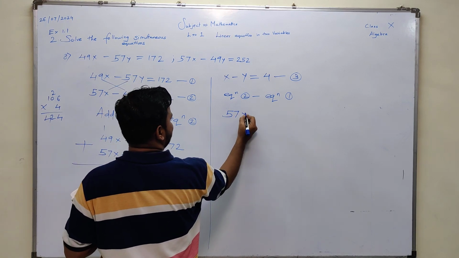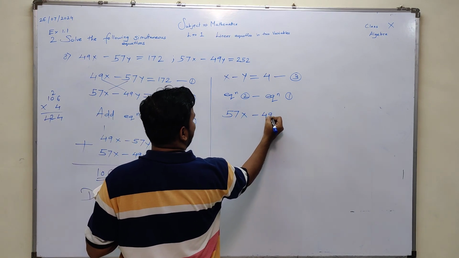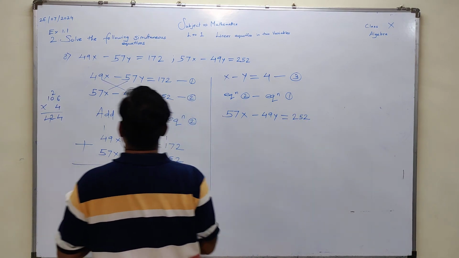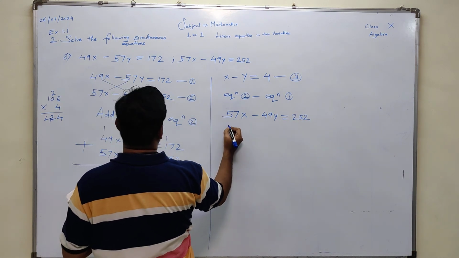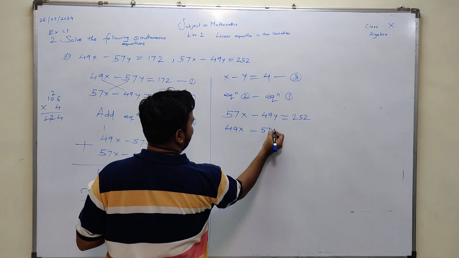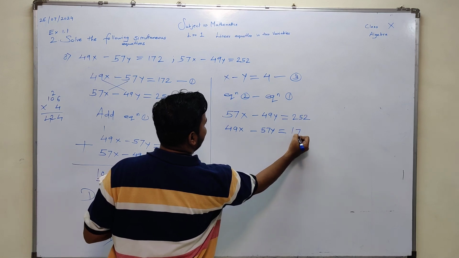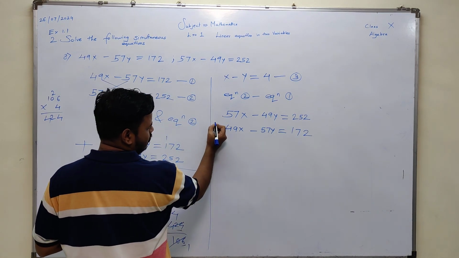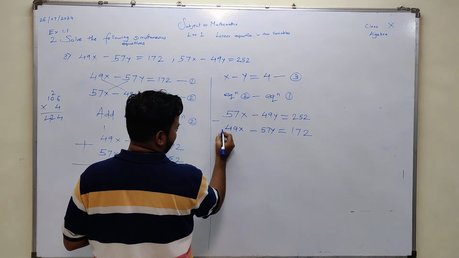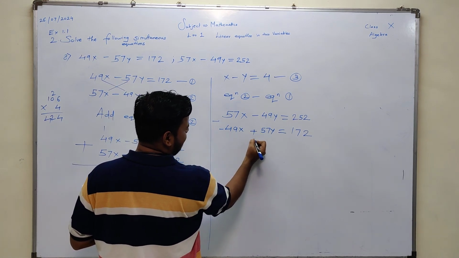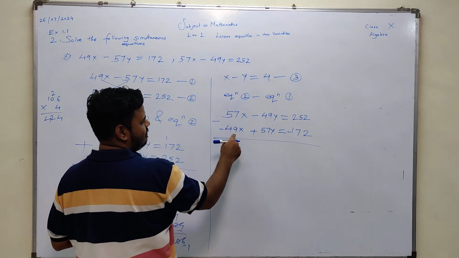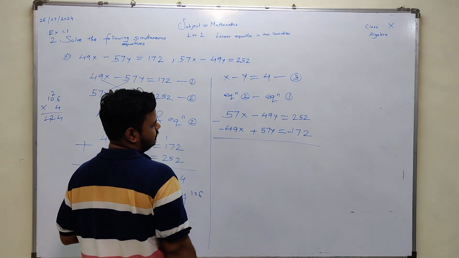That is 57x minus 49y is equal to 252. Below that I am going to write the first equation, that is 49x minus 57y is equal to 172. So you have to do subtraction. So do your minus, all the signs will change. This will become minus, this will become plus, this will become minus. Do subtraction.